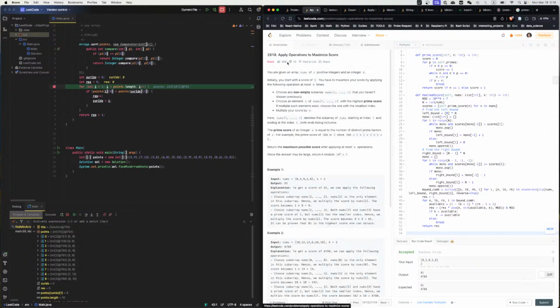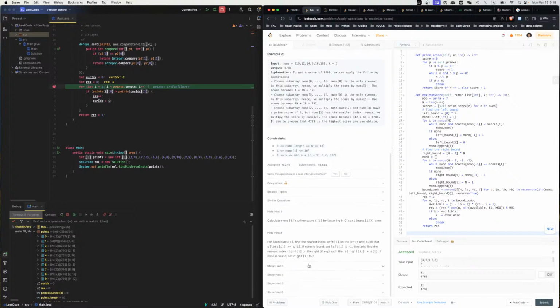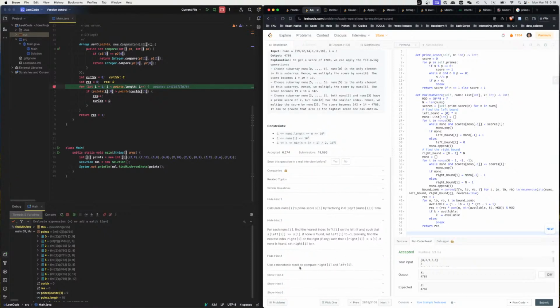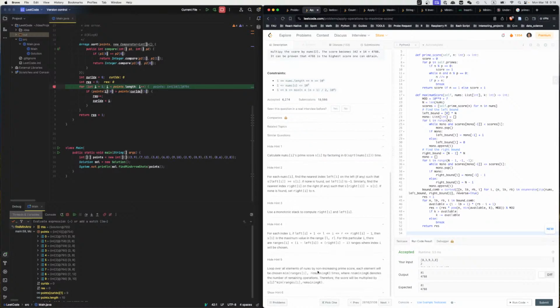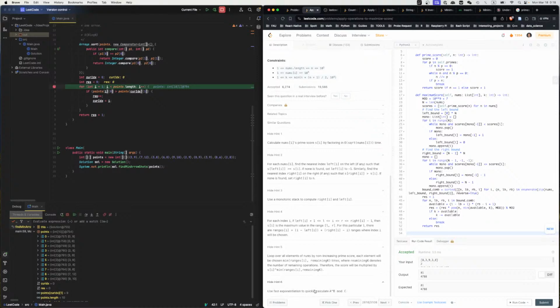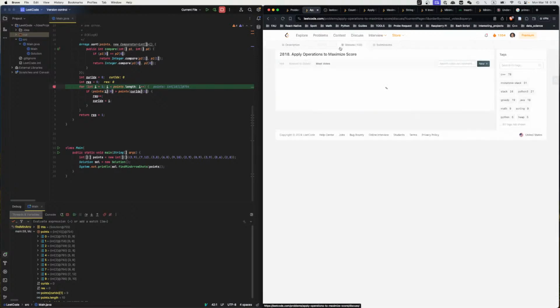Okay. Good problem. Let's see the hints. Calculate the prime score. Yes. For each number, find the nearest left such that, yes. Monotonic stack. Yes. Then the maximum value in the range. Yes. Non-increasing. Yes. Fast explanation. Yes. Good problem. Very good problem.